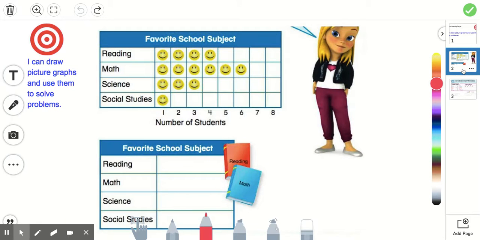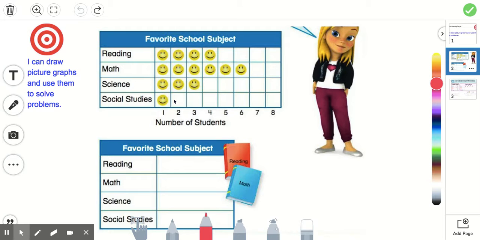So our first problem here is a graph. This is called a picture graph. And it's different than a bar graph because there are little pictures that are representing the amount. And this graph is showing us favorite school subjects. And the bottom is the number of students. And on the side, we have the different subjects like reading, math, science, and social studies. So we can see how many kids or students have reading as their favorite, math as their favorite, science as their favorite, or social studies as their favorite.